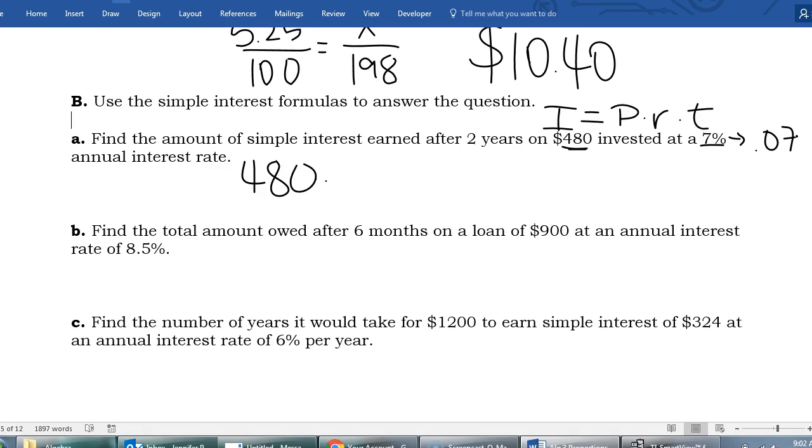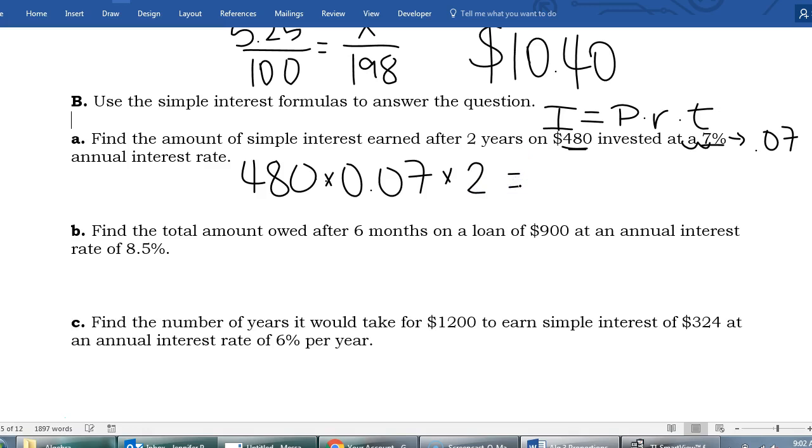You could mathematically calculate it. Percent means per 100, so you would take your value and divide it by 100. 7 divided by 100 would give you the decimal. But the easiest way is just take the decimal, slide it over 2 places, and fill in any openings with a 0. So that gives me 0.07 as a decimal. And for t, that's time, and I have 2 years.